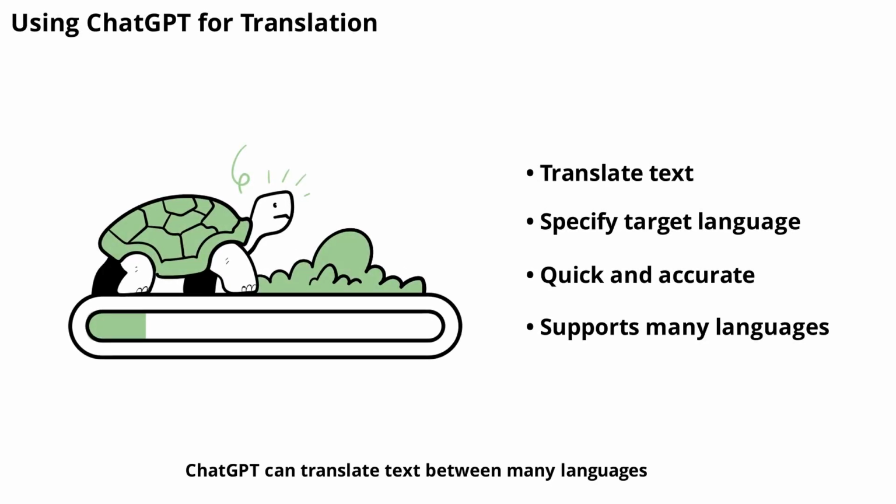ChatGPT can translate text between many languages. Just type or paste the text you want to translate and specify the target language. For example, "Translate this to Spanish: How are you?" ChatGPT will provide a quick and accurate translation for most common languages.